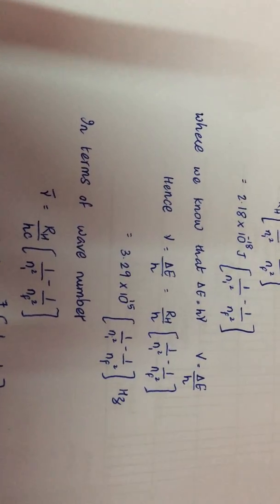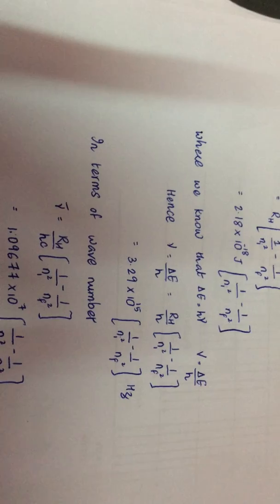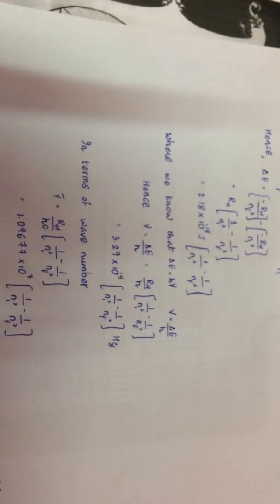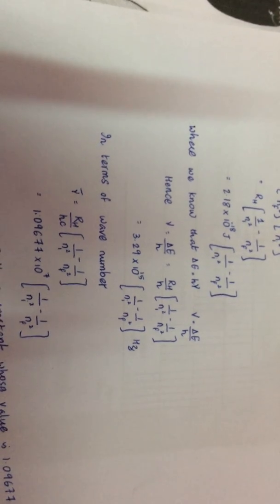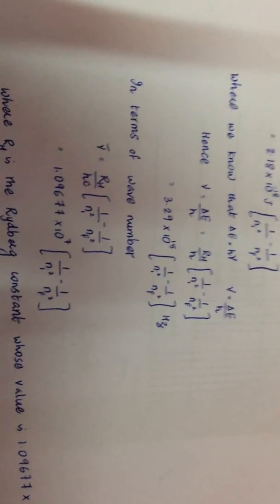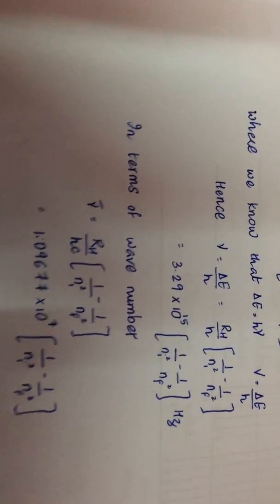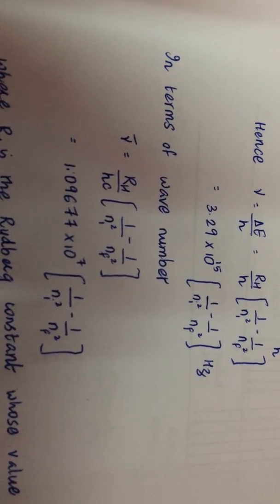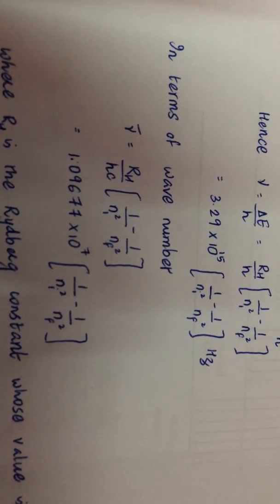We know that delta E is equal to h nu. Nu is equal to delta E by h. Hence, nu is equal to delta E by h is equal to RH by h into 1 by Ni square minus 1 by Nf square, which is also equal to 3.29 into 10 raised to 15 into 1 by Ni square minus 1 by Nf square hertz.